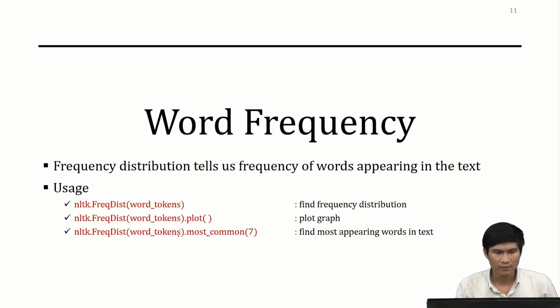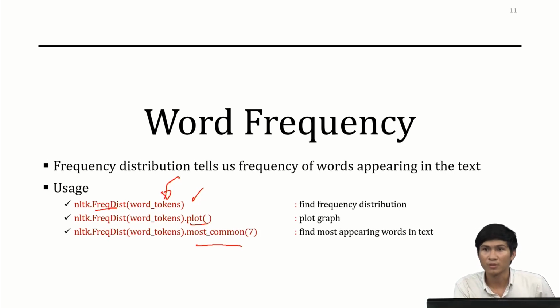So in NLTK, we can use several functions. For example, the first one we call frequency distributions, or in short, FreqDist. We need to pass the word tokens, and it will find the frequency distribution for us. And if we want to plot the graph representing the word frequencies, we can use the plot function. And we can also find the most common words appearing in the text. If we consider all of the text, it would be many, right? So if we are trying to find some number of most common words, we can specify that in this function.